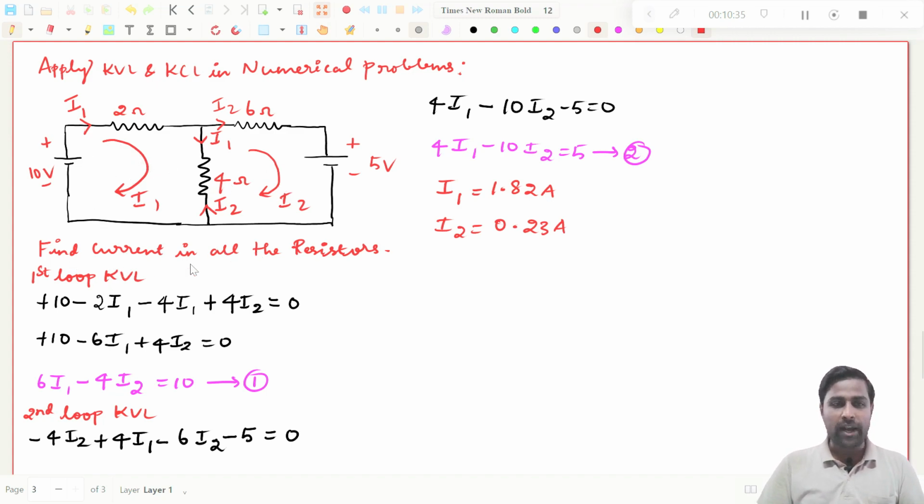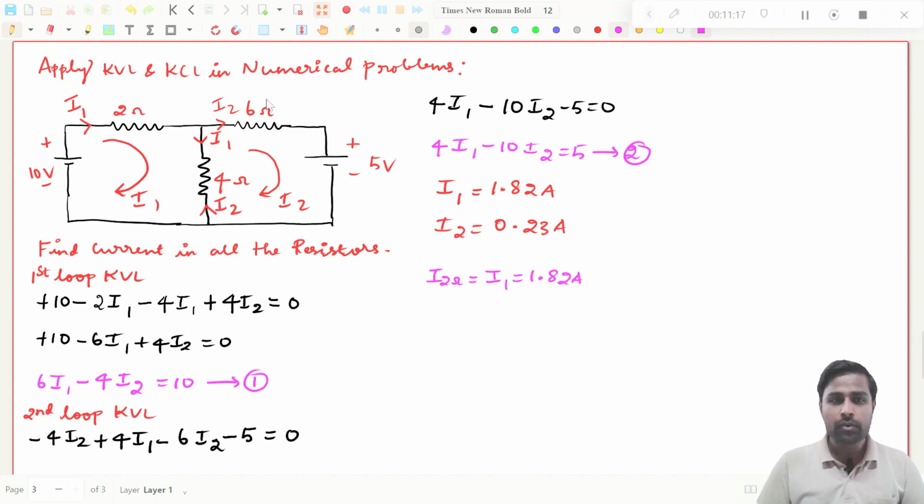Now they are asking you to find the current in the resistors. Consider this 2 ohm resistor. It is only connected in the first loop. There is no relation between the 2 ohm resistor and the second loop, right? So I through the 2 ohm resistor will be only I1. It is very simple to understand, right?